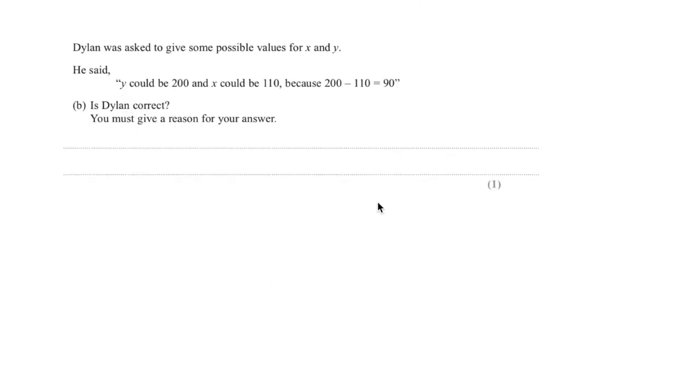Question 13b. Dylan was asked to give some possible values for x and y. He said y could be 200 and x could be 110 because 200 minus 110 equals 90. Is Dylan correct? You must give a reason for your answer. No, Dylan is not correct because angles in a triangle need to add up to 180.